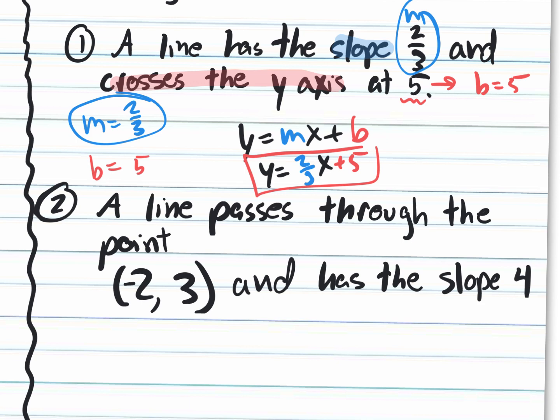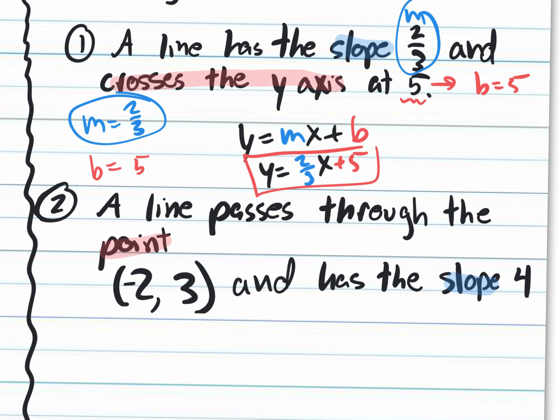Okay. But right here, they don't say any form. They just say write an equation. So obviously, if they give you a point, and if they give you a slope and they give you a y-intercept, then you would write it in slope-intercept form. Let's look at number 2. Number 2 says a line passes through the point, so they're giving you a point and they're giving you a slope. So point slope form.